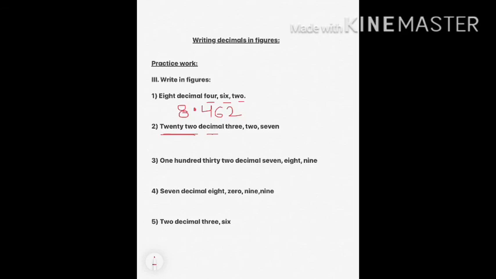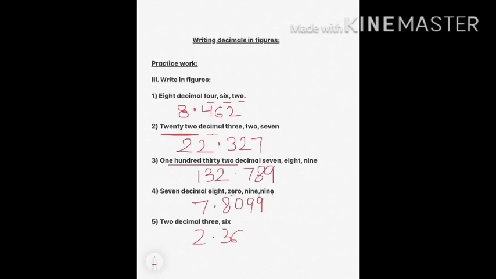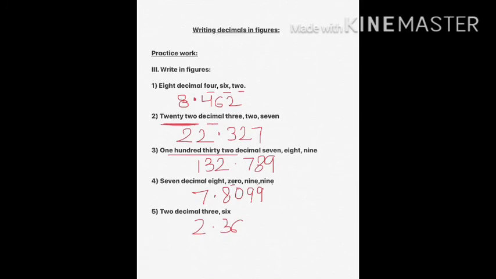Now what is that? 22. Before decimal what number is there? 22. So I will write here 22. Then I will put a decimal point, and then what is written here? 327 like this. Simple. 132 before decimal. So I will write this 132 decimal 7, 8 and 9. Okay, this is 7.8099. Whatever is written here, you have to write all these numbers like this. Okay, 2.36. So this way you have to write in figures, in numbers.